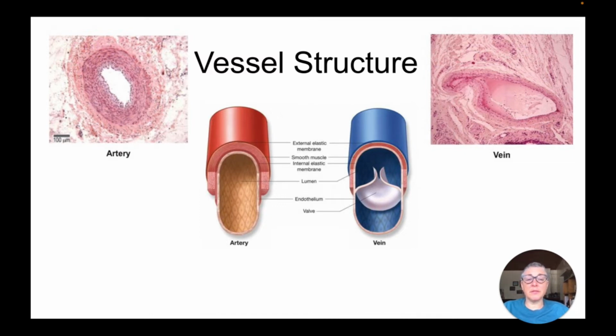Now, some of the differences here are that veins have valves. The lumen size between the artery and the vein is different. In the artery, it's much smaller. In the vein, it's much bigger. The amount of muscle tissue is also different, where in an artery it's much thicker, and in the vein it's much thinner. So those are some of the differences that we would see between arteries and veins.